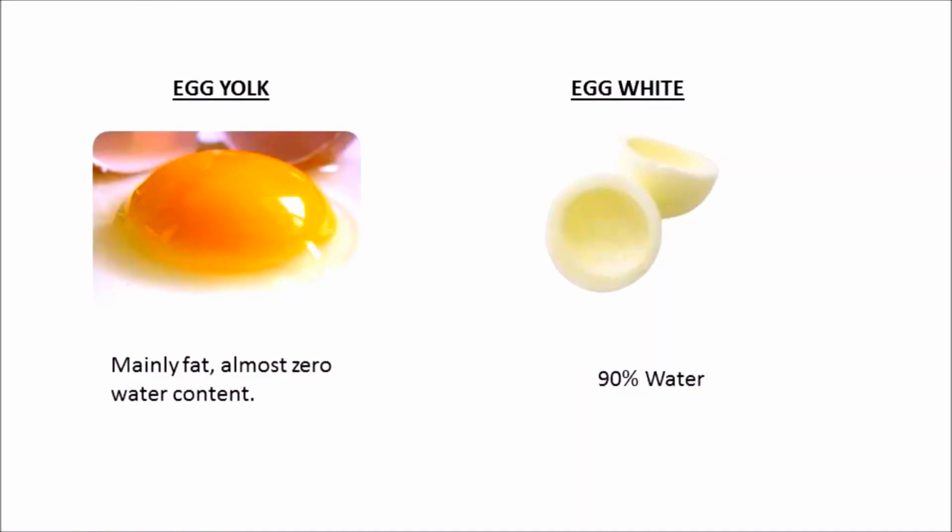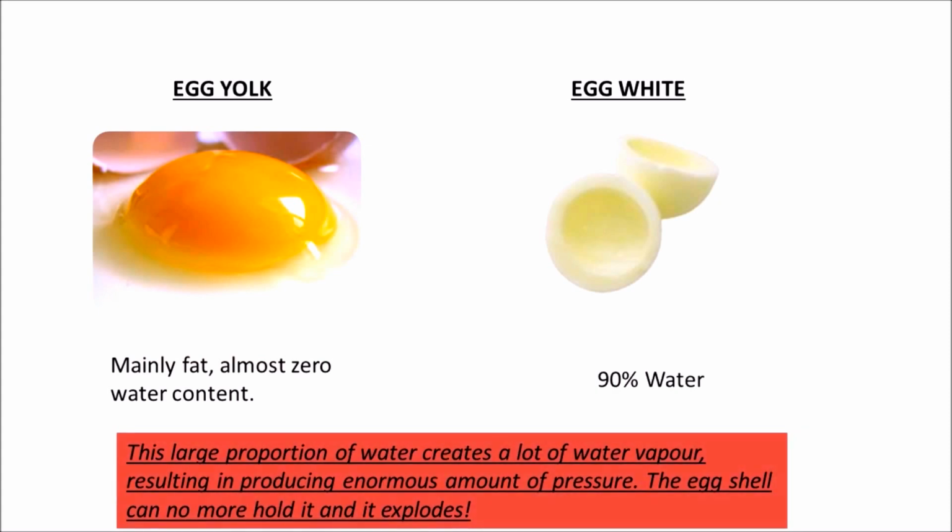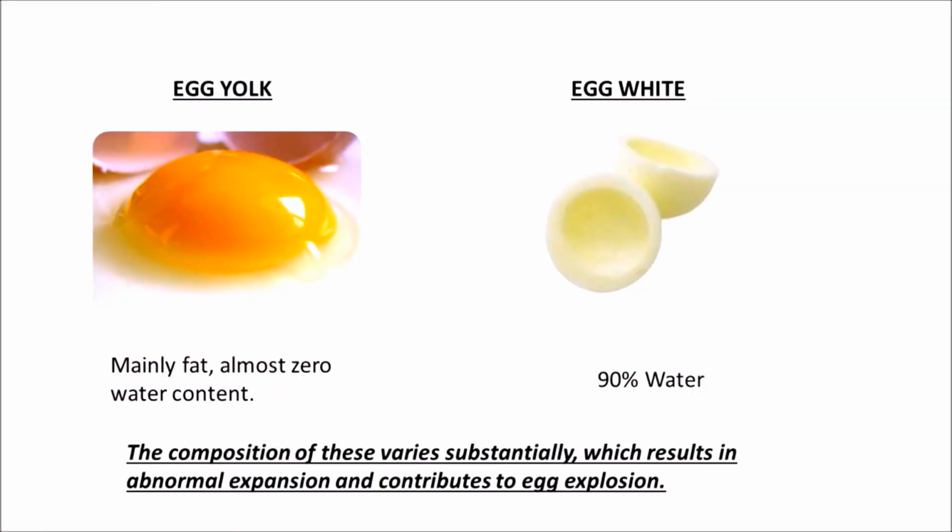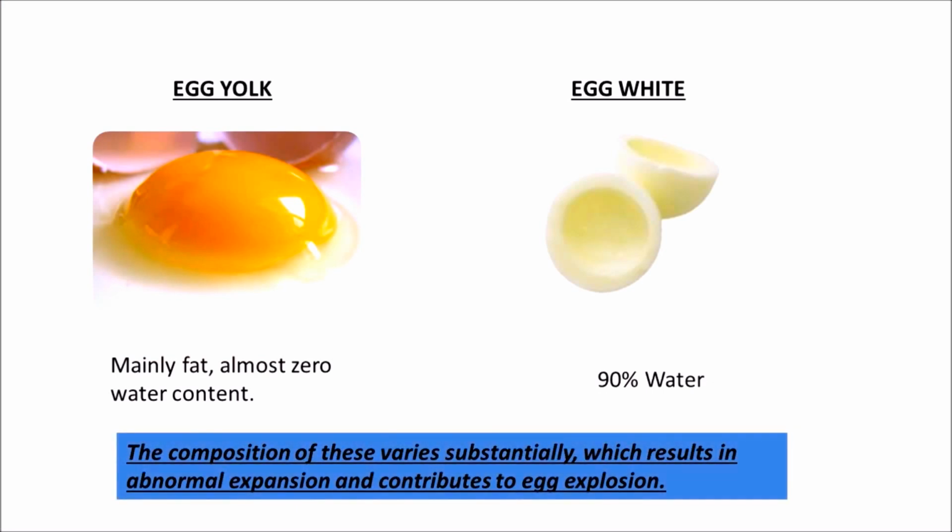So what makes egg an exception? Eggs are a combination of egg yolk and white bits. The main constituents of egg are primarily different, yolk being mainly fat and egg white containing 90% of water. When the eggs absorb these microwaves, this large proportion of water gets heated up and eventually creates water vapor. The pressure created from water vapor is too strong that the shell can no more hold it, and boom, the egg explodes. Another significant factor for the explosion is different rates of expansion of different components of egg. This abnormal expansion can be strong enough to break the shell and results in egg explosion.